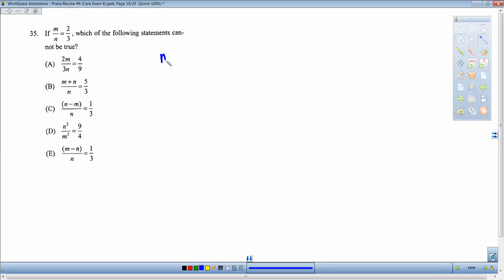35, we have this proportion, m divided by n is 2/3, which means we could also say that m is 2 and n is 3. So it's asking which of the following statements cannot be true. So where would it be false? So you could kind of go through each of these. If 2 is m, so that's 4, and n is 3, so that would give you 4/9. That one's true.